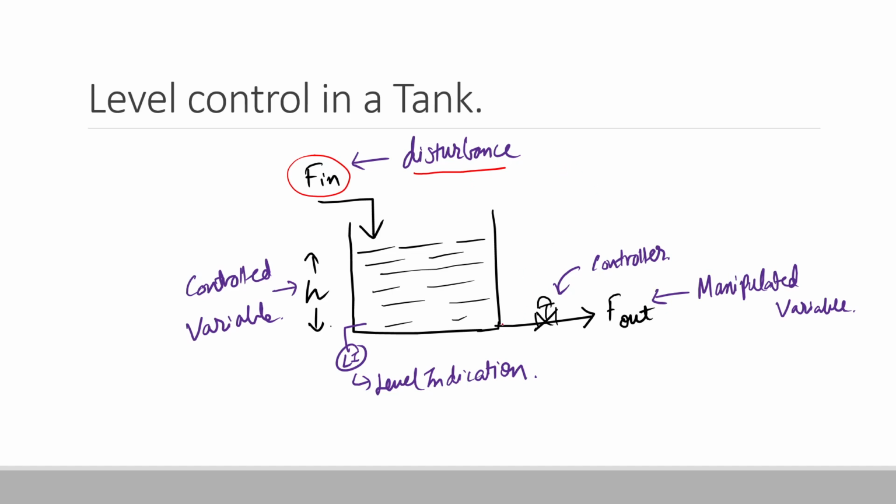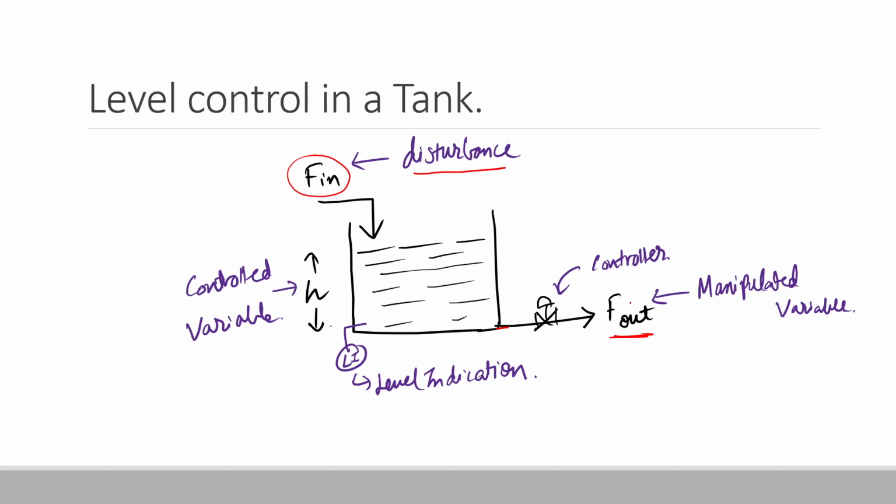So then there is another variable, that is the manipulated variable. We can control the level of this tank using this outlet valve. By using this outlet valve, we can manipulate the flow output through which we can control the level of the tank. So that is why this F out we call the manipulated variable, and this valve we call the controller.